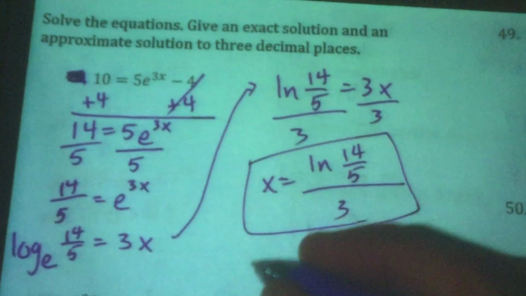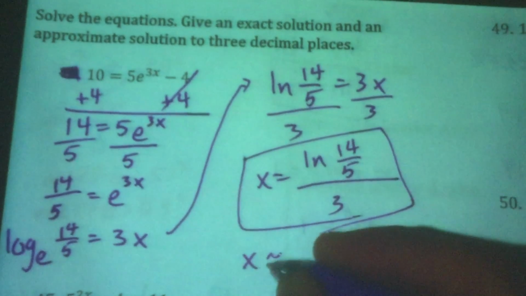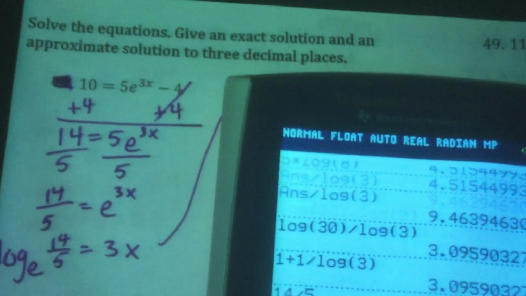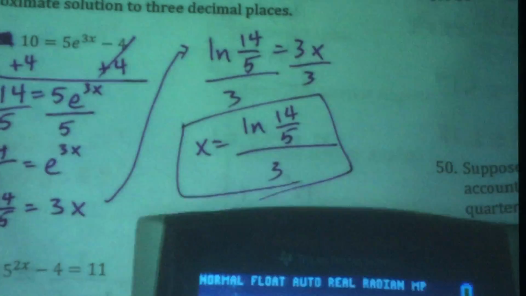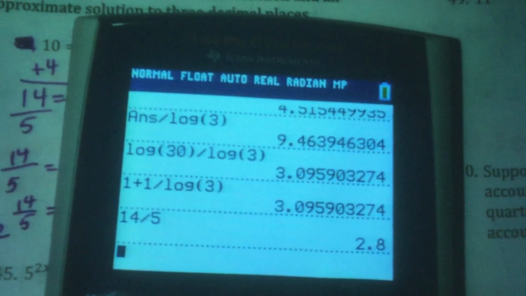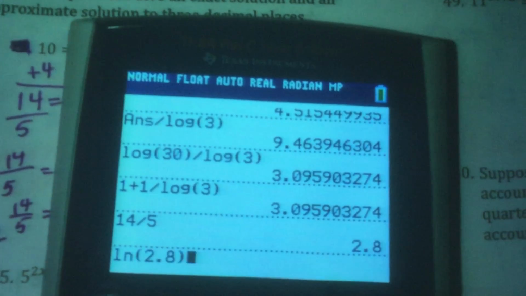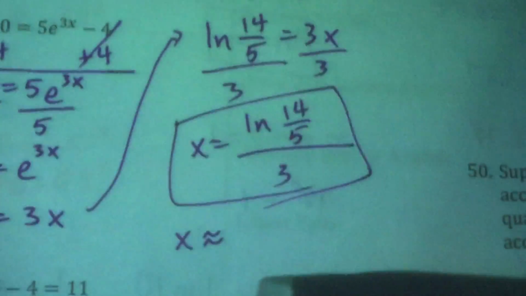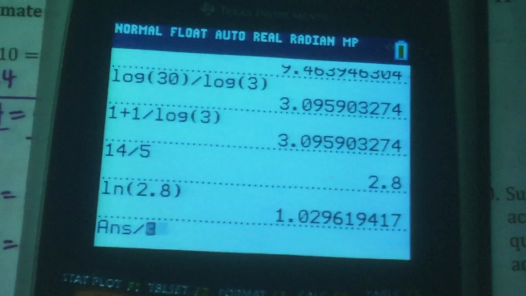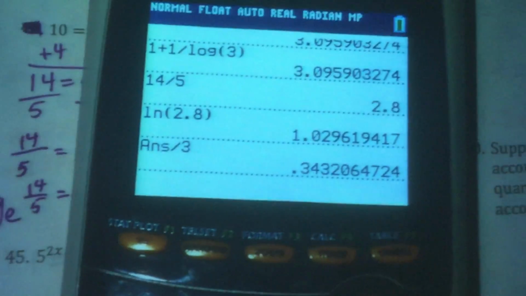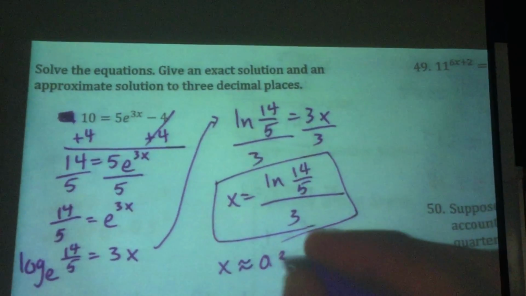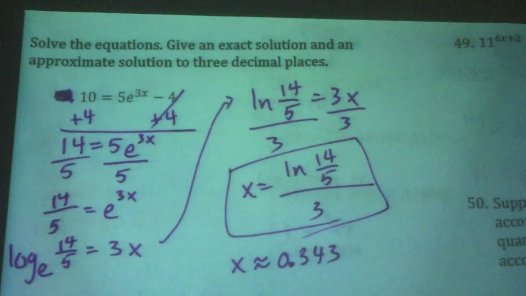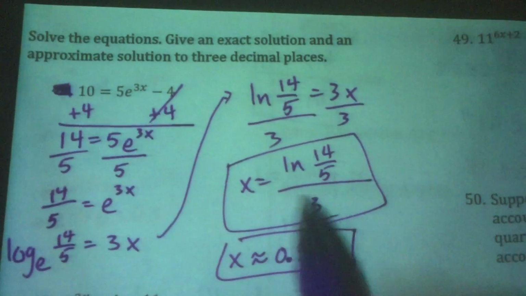We want the approximate answer, which means I need to enter that on a calculator. So 14 over 5 is 2.8. So what I need to do is find the ln, the natural log of 2.8, which is 1.029619, all that stuff, and then divide it by 3. And it's 0.343, approximately 0.343. There you go. This is the approximate answer. This is the exact answer.